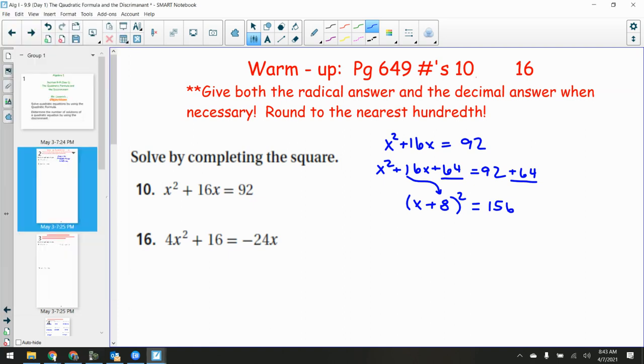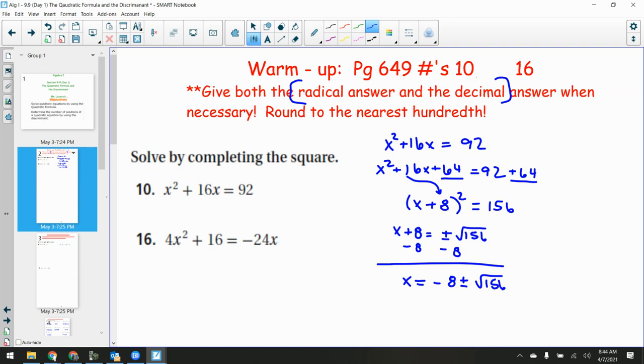So that means I'm going to have to do the radical answer and the decimal answer, right? So the radical answer, I'm going to have x plus 8 is equal to plus or minus the square root of 156. And then to get x completely alone, I just subtract the 8 over to the other side. I always put it before the plus or minus, so x is equal to negative 8 plus or minus the square root of 156. Please remember that that statement really means two different numbers. Negative 8 plus the square root of 156, negative 8 minus the square root of 156. So that's the radical answer.